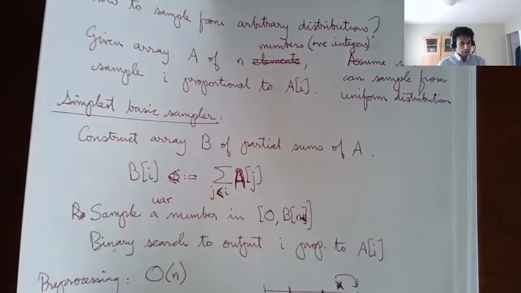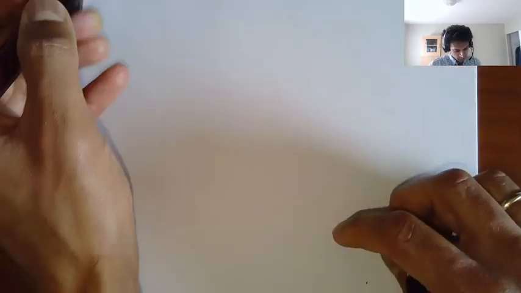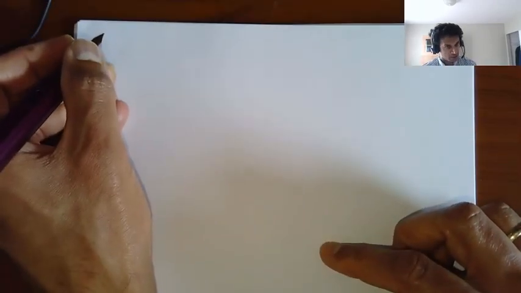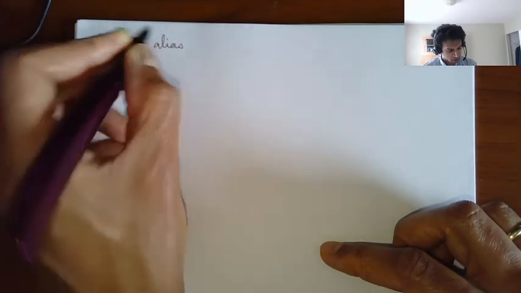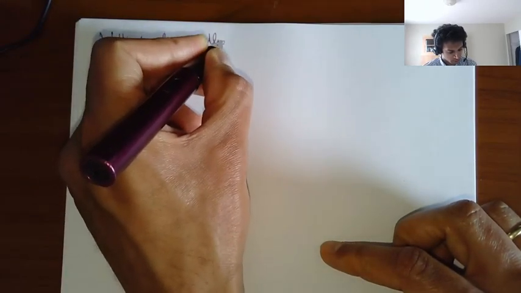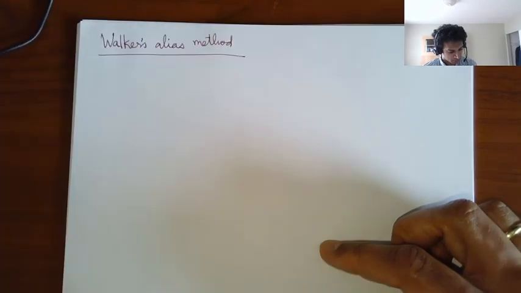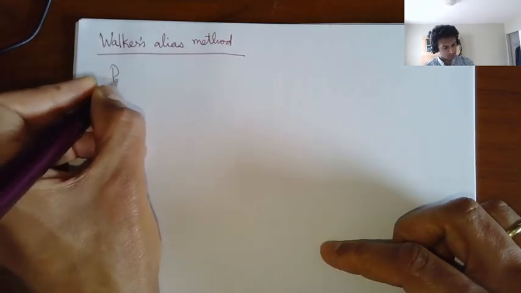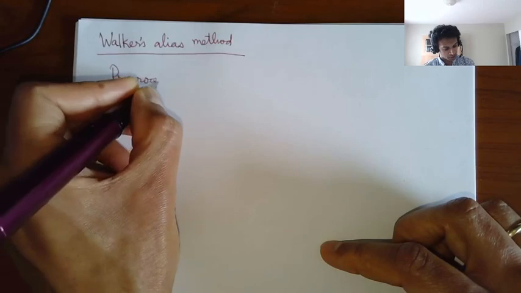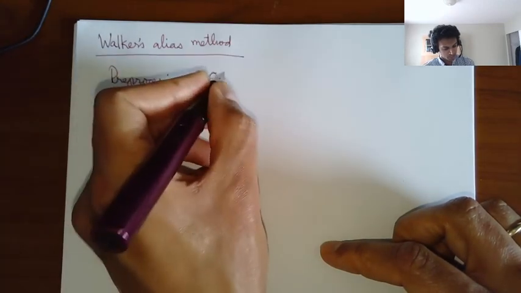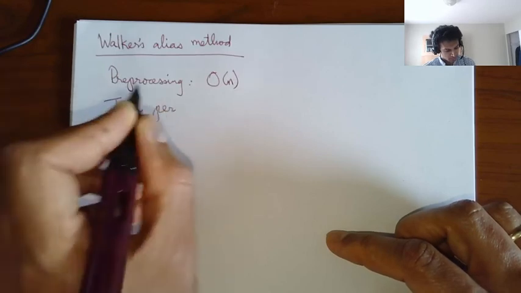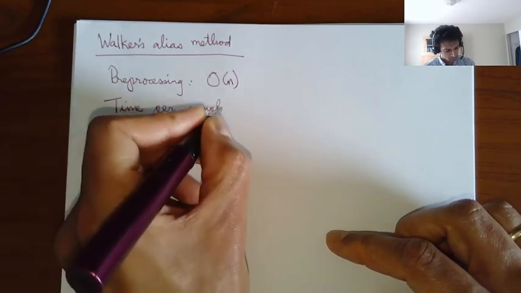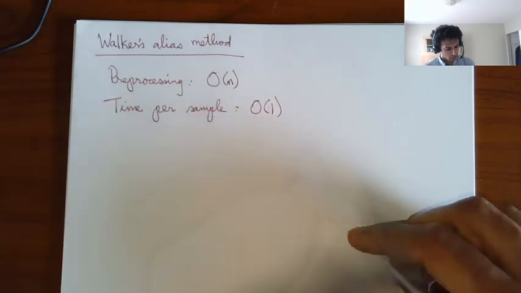But the best method, at least in terms of asymptotic efficiency, is something called Walker's alias method. This is a very cool procedure, and what you can get is a preprocessing of O of n, and the time per sample is actually just constant, O of 1. So you don't even need to do a binary search.